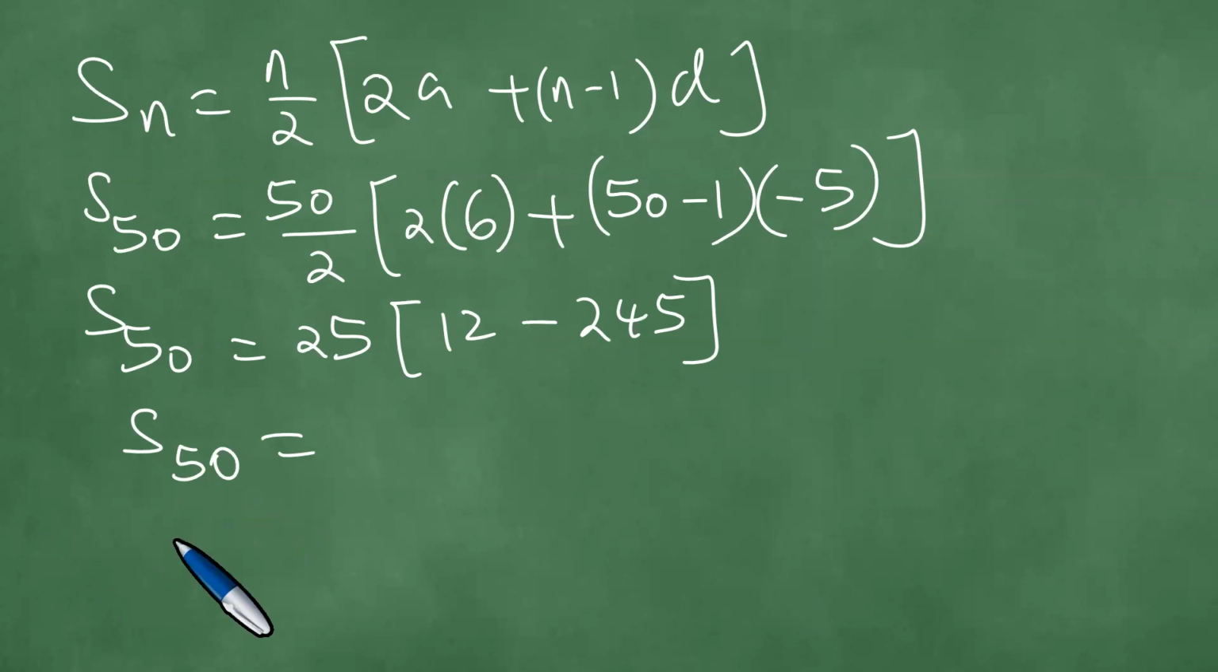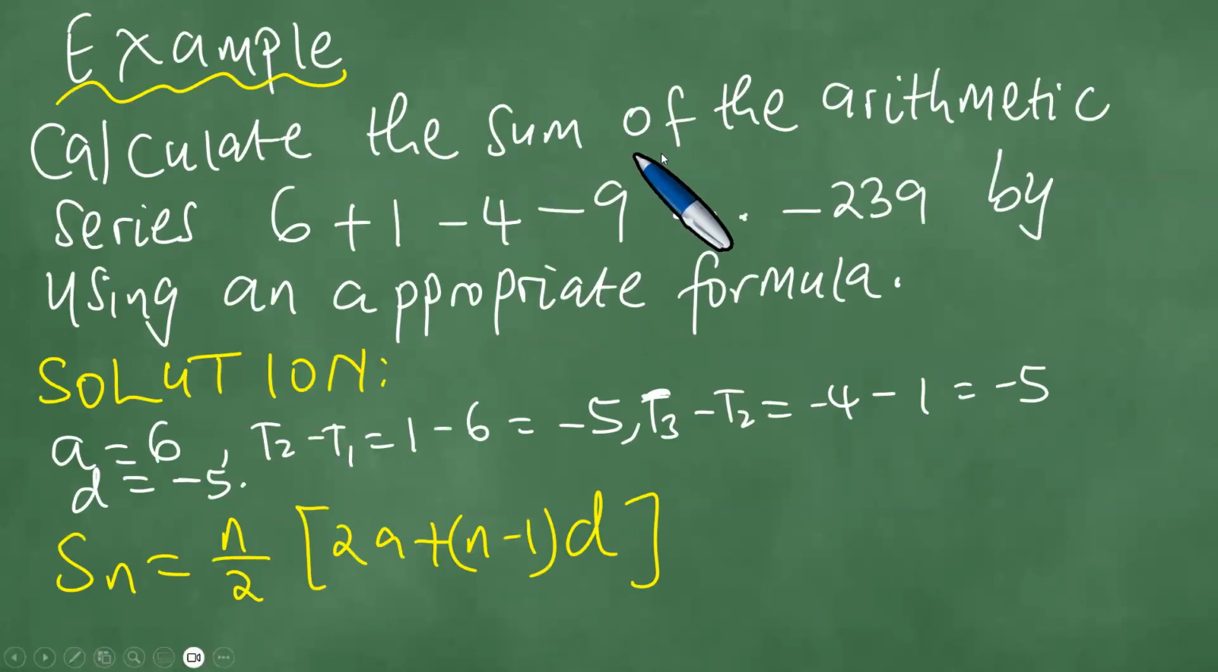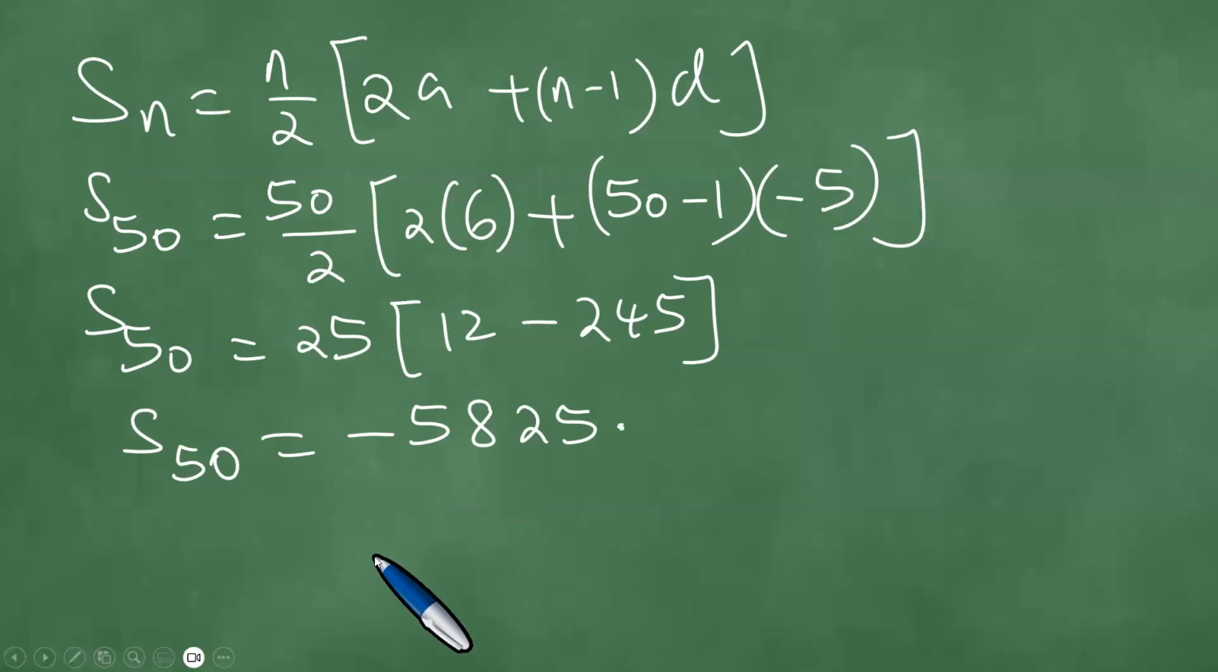So it's we have 12 minus 245 times 25. So the sum is minus 5,825. So obviously we had to find the sum, because the question was calculate the sum of the arithmetic series, and so we found the sum. What is the sum? The sum is minus 5,825. Okay, so just note that. The next question, please.